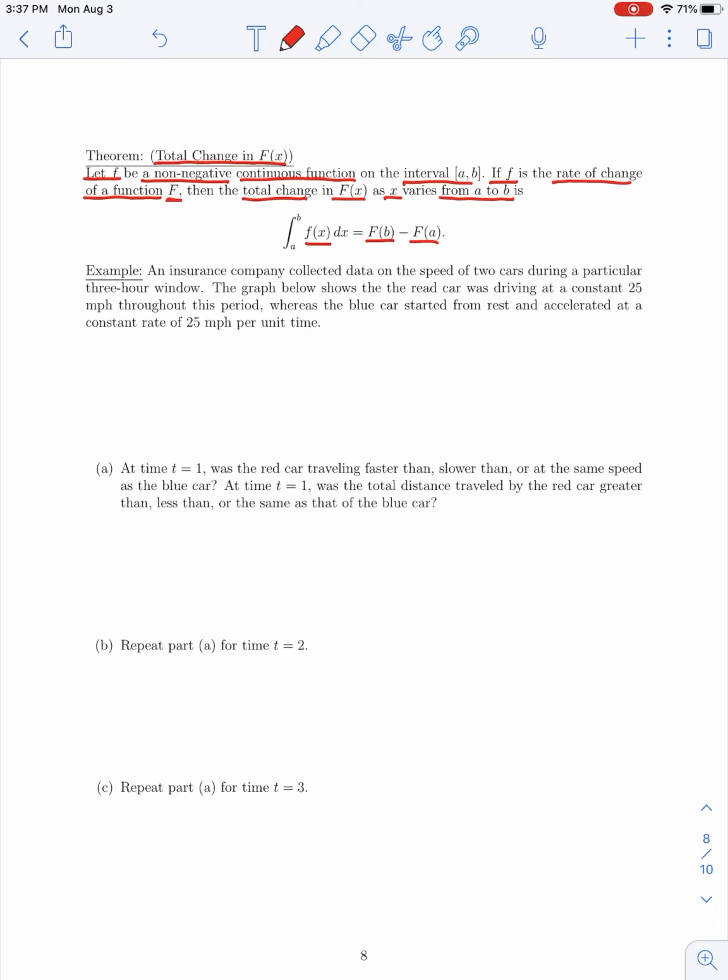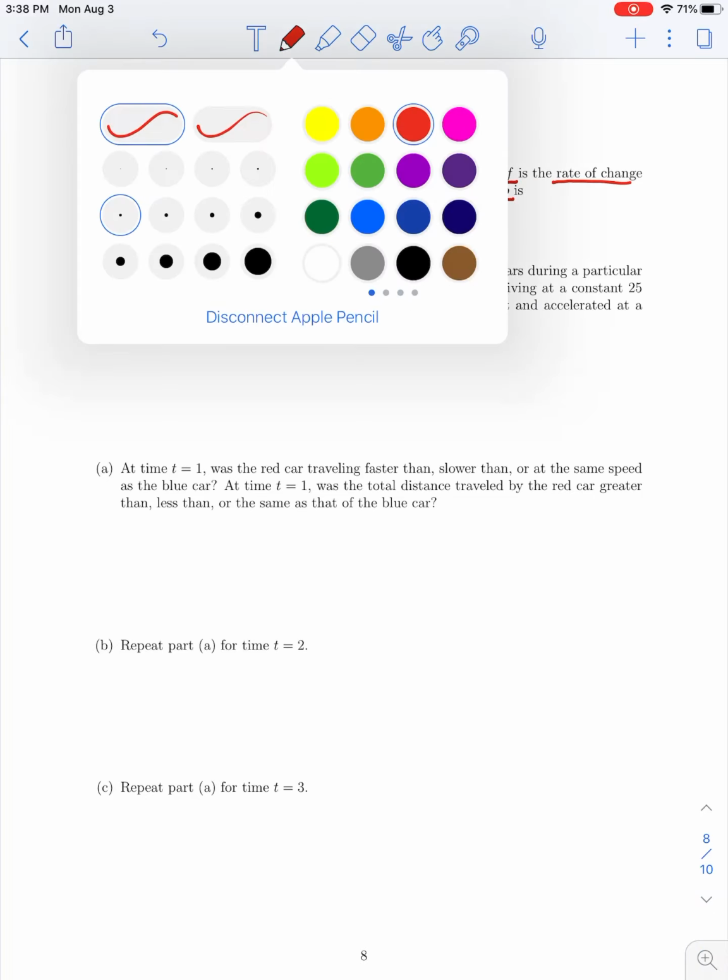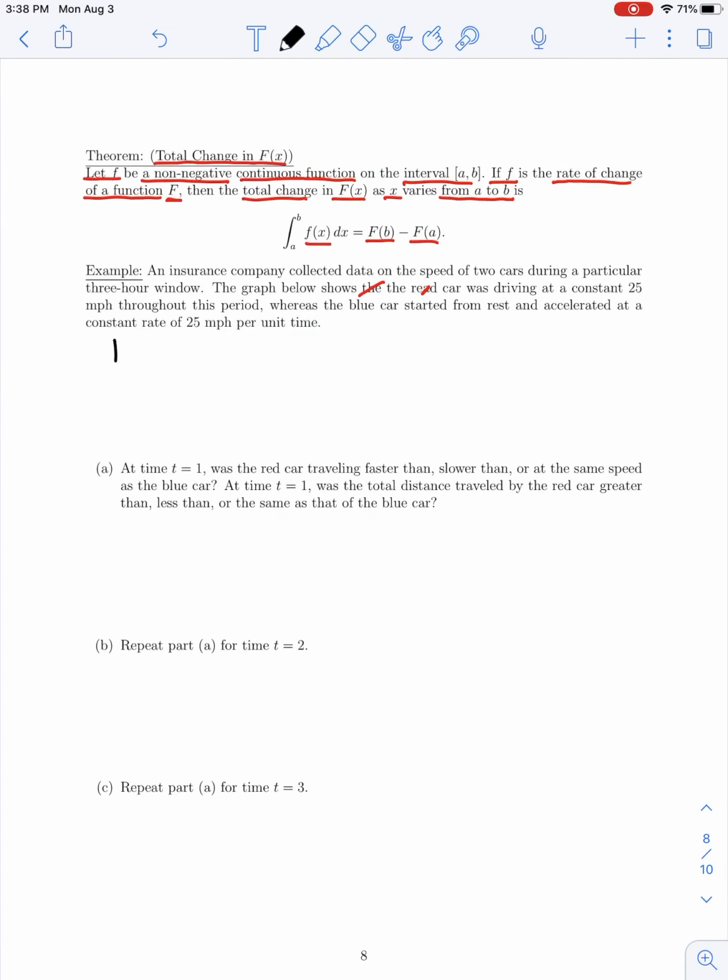So here we are told an insurance company collected data on the speed of 2 cars during a 3-hour window. So a graph below, which I'll sketch in, shows the red car was driving at a constant 25 miles per hour throughout this period, whereas the blue car started from rest and accelerated at a constant rate of 25 miles per hour per unit time. So let's sketch our graph to illustrate this.